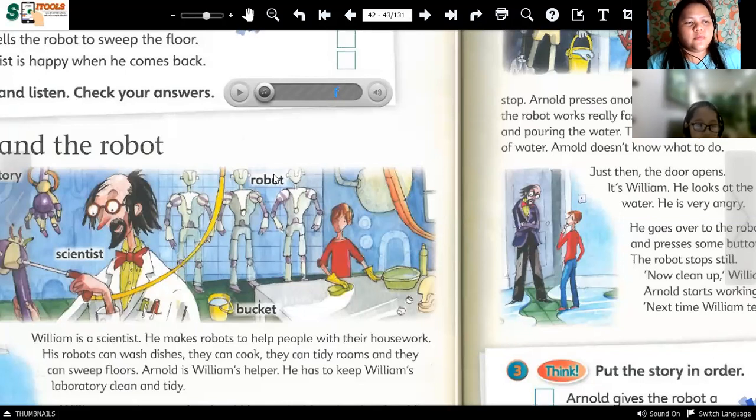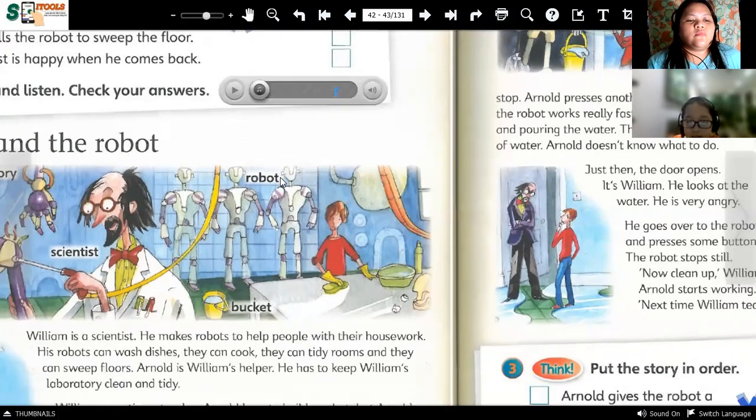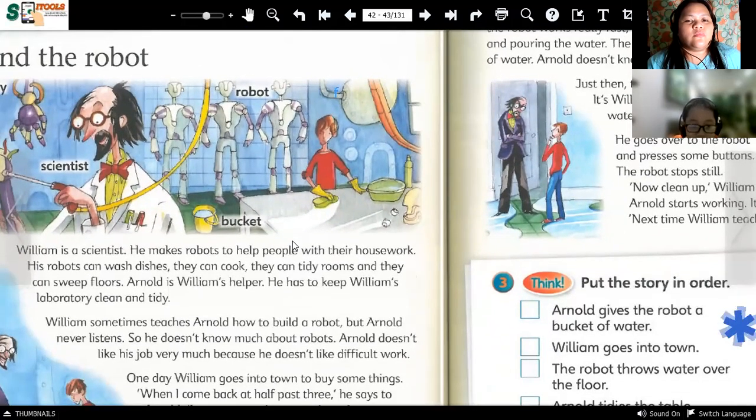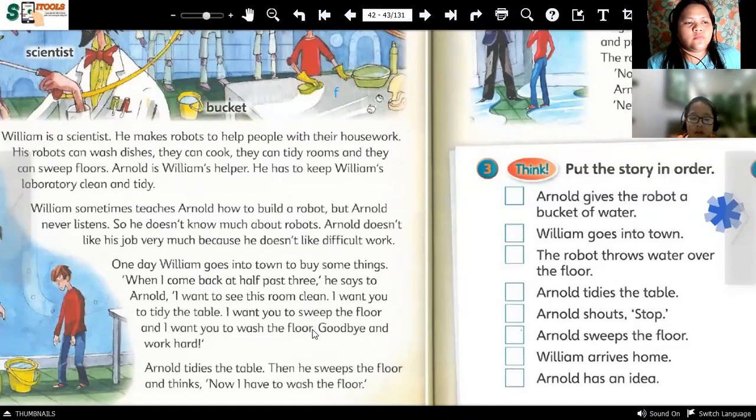Arnold and the Robot. William is a scientist. He makes robots to help people with their housework. This robot can wash dishes, it can cook, it can tidy rooms, and it can sweep floors. Arnold is William's helper. He has to keep William's household clean and tidy. Good. Next. William sometimes teaches Arnold how to build a robot, but Arnold never listens. He doesn't know much about robots. Arnold doesn't like his job very much because he doesn't like difficult work.